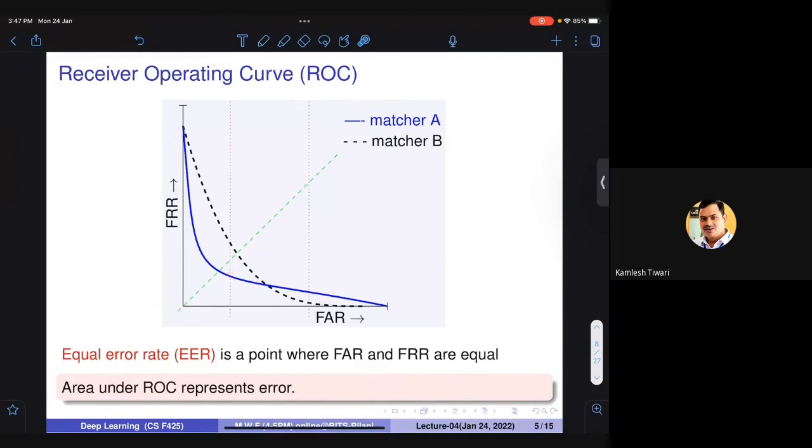But if it is a low security requirement, meaning you can afford this much false acceptance rate, so you can say that I can operate on this particular acceptance rate. Then you can choose this particular matcher B because it has the lower false rejection rate. So based on the requirement also, you can choose which particular matcher you should use. Make sense? Which particular system you should use.